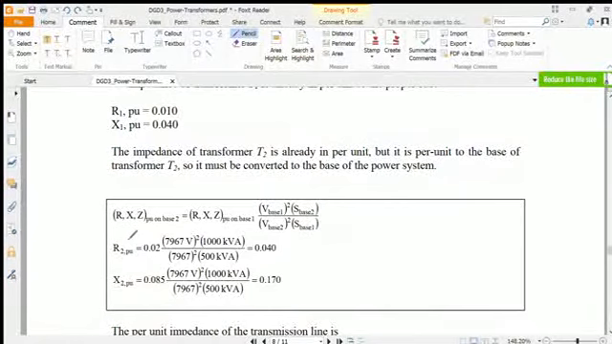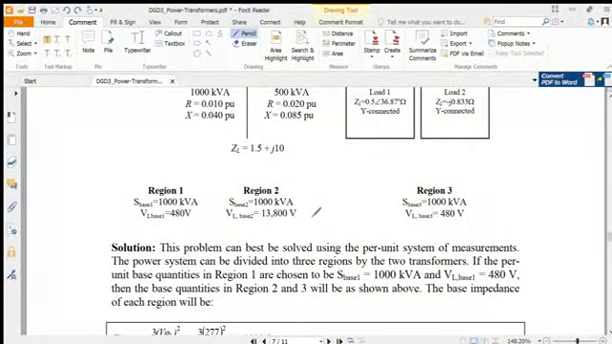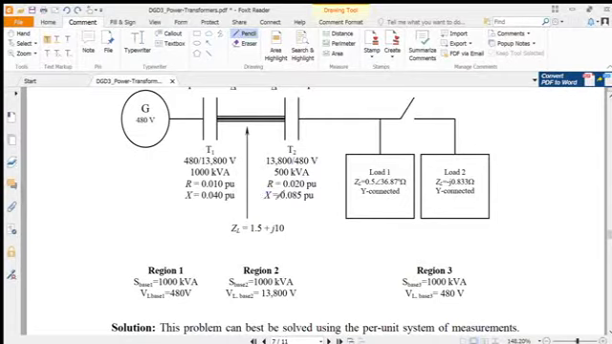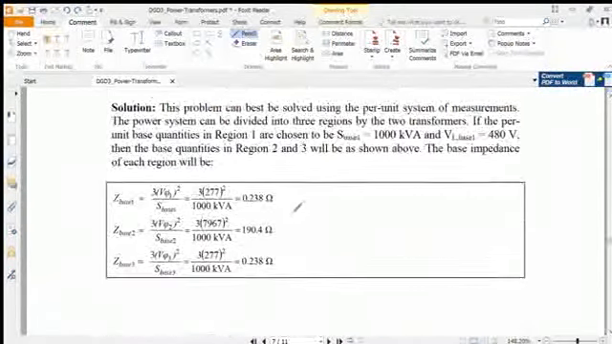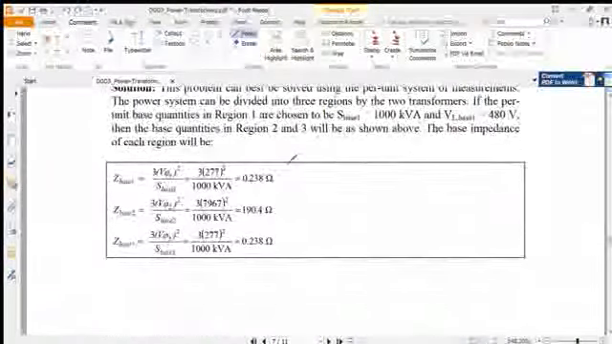So according to the formula, whatever you find, resistance or reactance or impedance, the formula remains the same. So for region 2, there is a transmission line and also the second transformer. For the transformer, the R is 0.02 and the reactance is 0.085. Then we have to express it in the base value because it changed from transformer 1 to transformer 2.